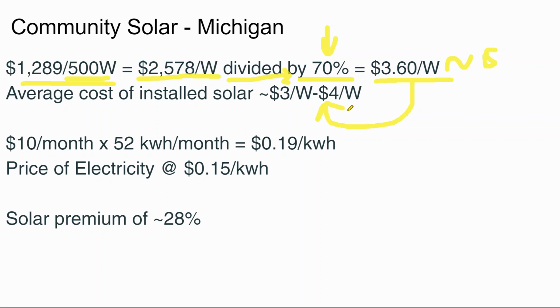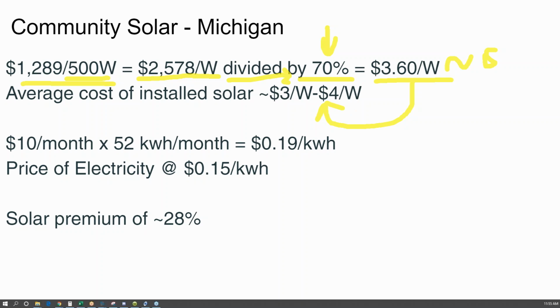And that is about the average cost of installed solar. I'd say $3 a watt is what you can spend on an array, but arrays are usually 8 or 9 kilowatts at least, and this is just 500 watts. So, maybe $3.50 a watt ownership in a community solar array is good pricing, but that doesn't necessarily mean that it's a good deal.